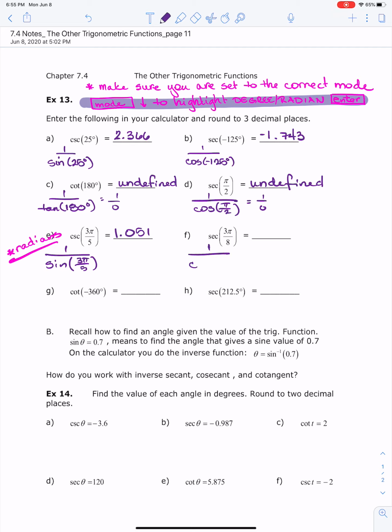Secant is 1 over cosine of 3 pi over 8. And we get 2.613. Cotangent, 1 over the tangent of negative 360, which is the same as positive 360, which is the same as 0 degrees. There, the cosine is 1, the sine is 0. So cotangent, cosine over sine, or the 1 over tangent, we're going to get undefined here again. Hopefully you remember to switch back to degrees.